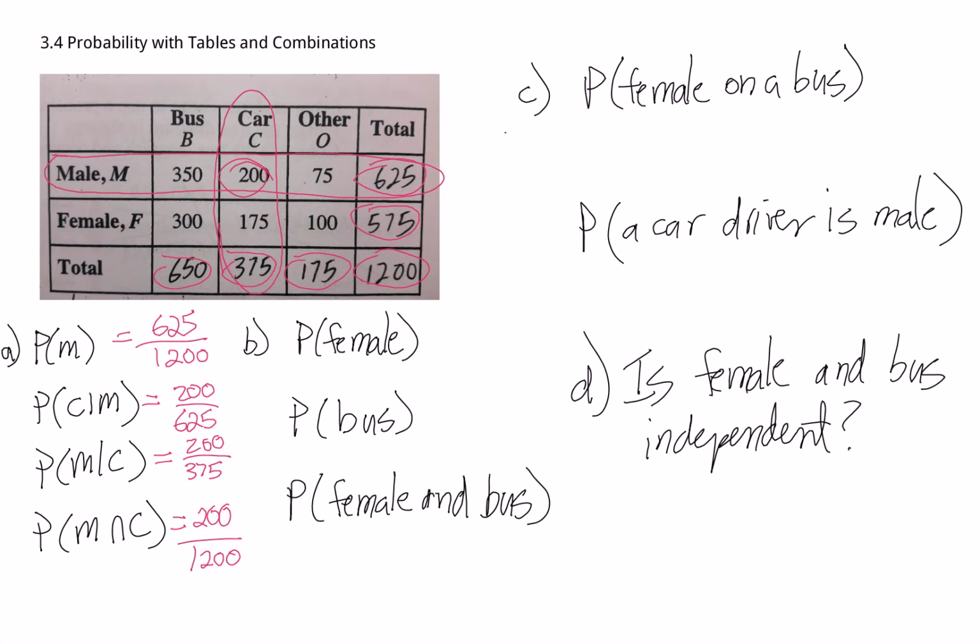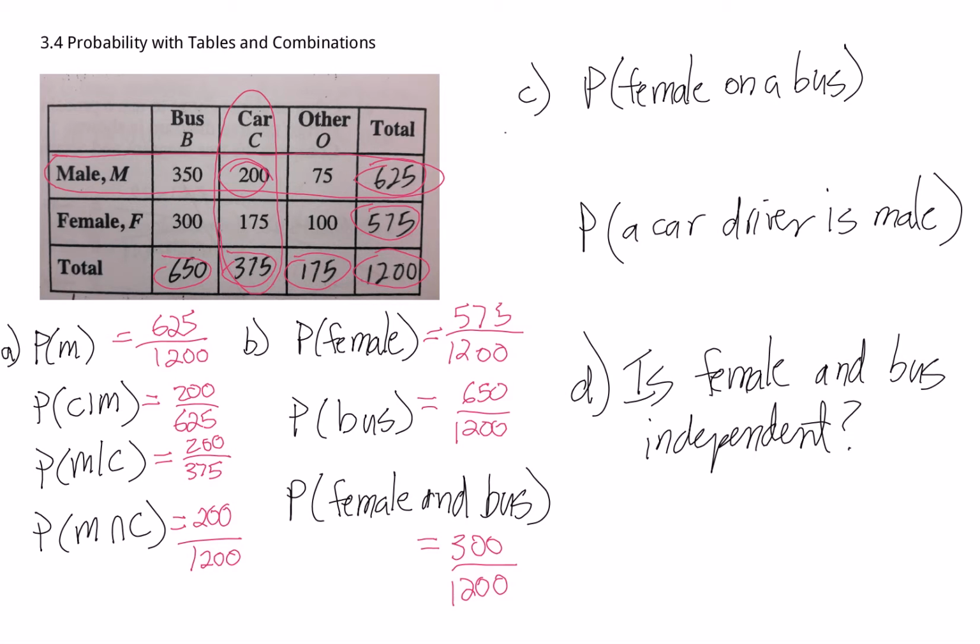The rest of these, like letter B now, we're looking at the same thing, but they're just in words. So what's the probability to be a female? You can see we have a total of 575 females out of the 1,200 total. The next one is, what's the probability that someone rides the bus to school? So our total bus kids are 650 out of the 1,200. And what's the probability that it's a female and on the bus? That would be 300 females on a bus out of the 1,200. So whether it's in words or symbols, they both mean the same thing.